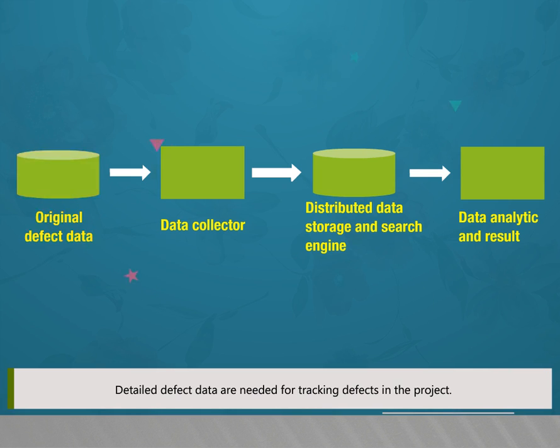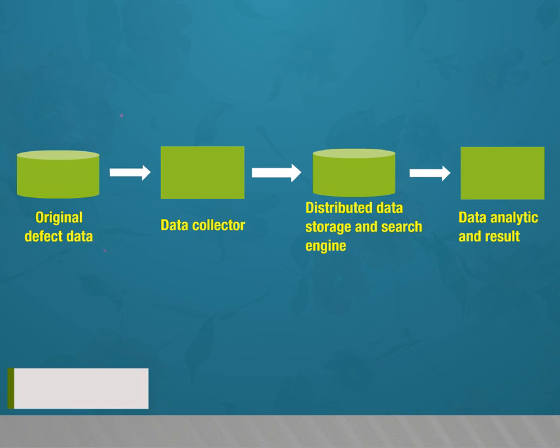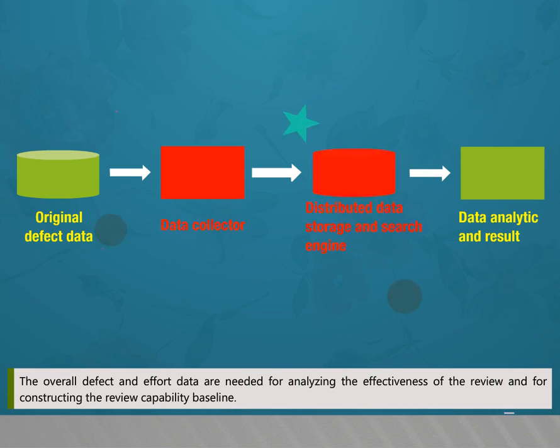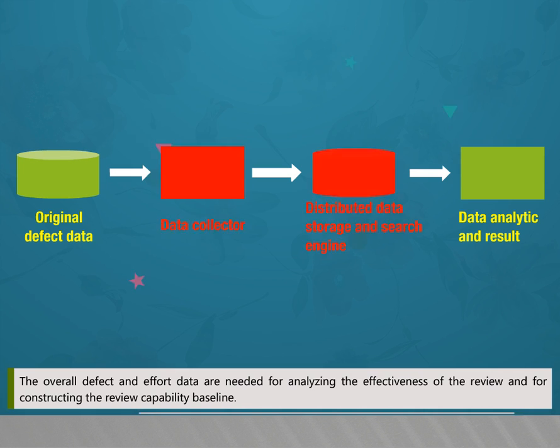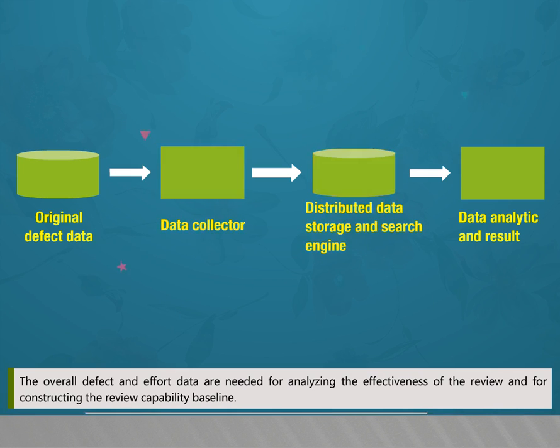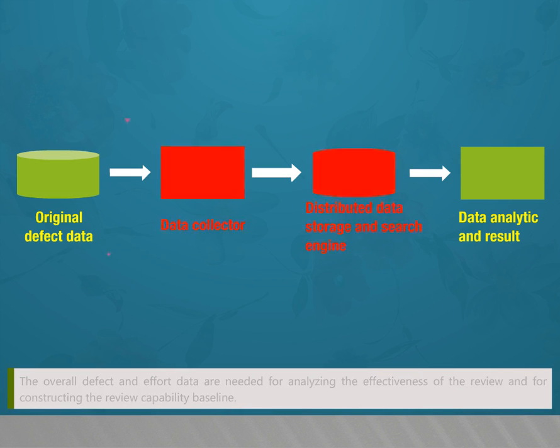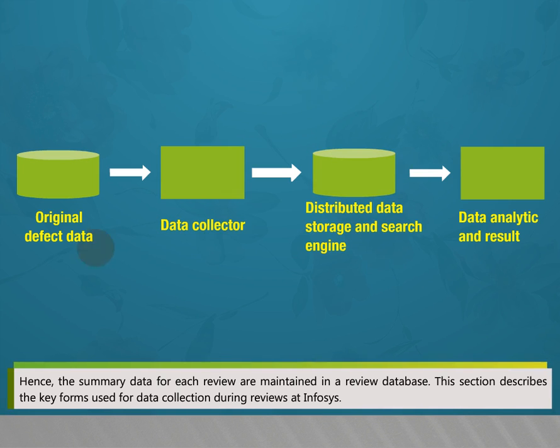Detailed defect data are needed for tracking defects in the project. The overall defect and effort data are needed for analyzing the effectiveness of the review and for constructing the review capability baseline. Hence, the summary data for each review are maintained in a review database. This section describes the key forms used for data collection during reviews at Infosys.